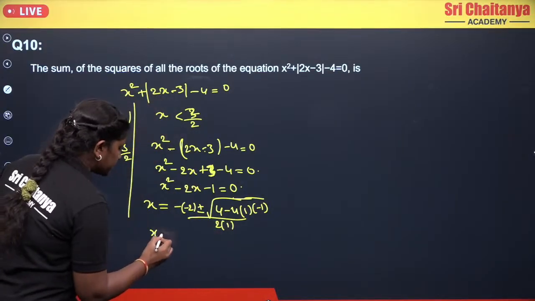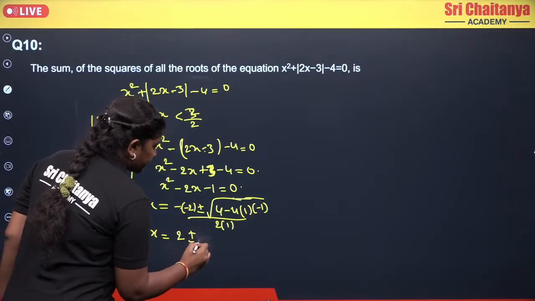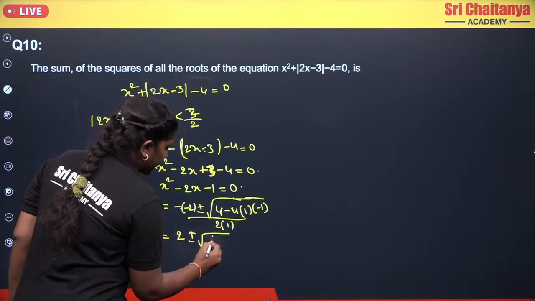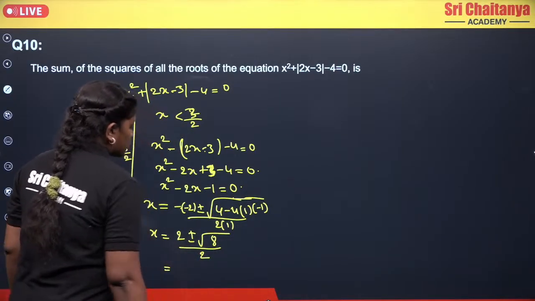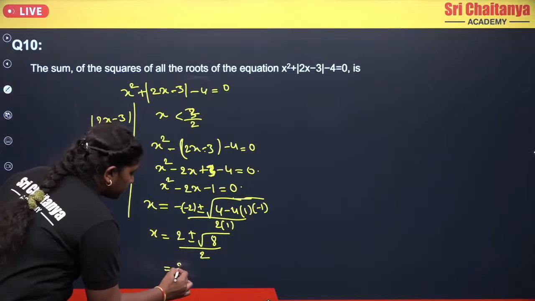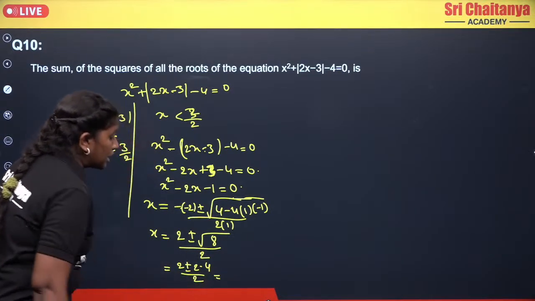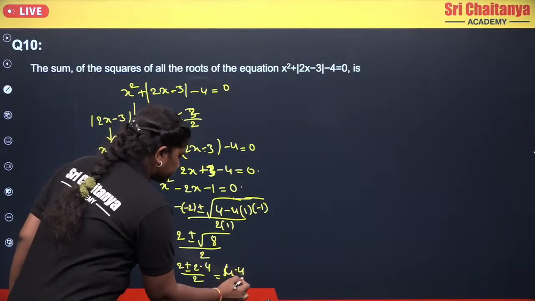So that becomes x equals minus into minus plus 2 plus or minus root of 4 into minus plus 4, plus 4 is 8, root 8, by 2. Okay, so now coming to here, root 8 means you will get 2 point something, so it will be 2 plus or minus 2.4 by 2. So if you consider an example, then it will become 4.4 by 2.